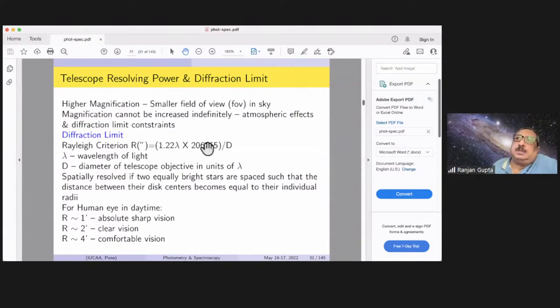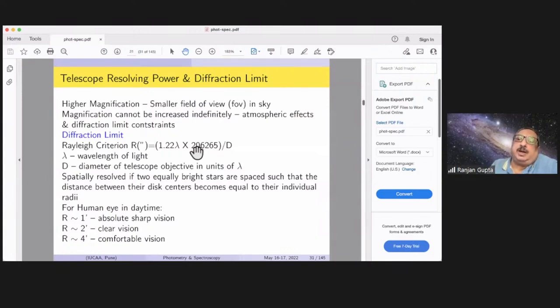So what happens is, in 360 degrees you have 2 pi radians. You have a full circle of 360 degrees, which means 2 pi radians, right? Then what is one radian? It comes out to be 57 point some degrees. And that comes out to be this many arc seconds in 1 radian. That's how this number has come, because we want the answer in arc seconds. So that's why I have to put this number.